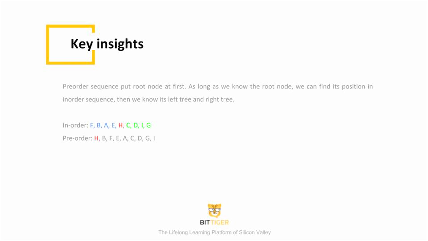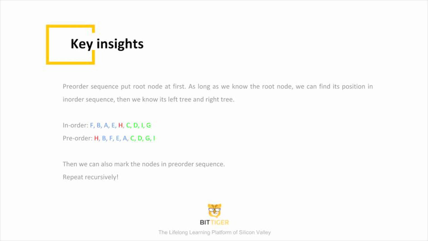We know that pre-order will always put root node at first. By checking the first element of pre-order, we know the root of the whole binary tree. Then we can find its corresponding index in in-order traversal. Then we can know what nodes are on the left tree, and the rest will be on the right tree. The first element of pre-order is H. By checking its entry in in-order sequence, we find F, B, A, E are on the left tree, noted as blue, and C, D, I, G are on the right tree, noted as green.